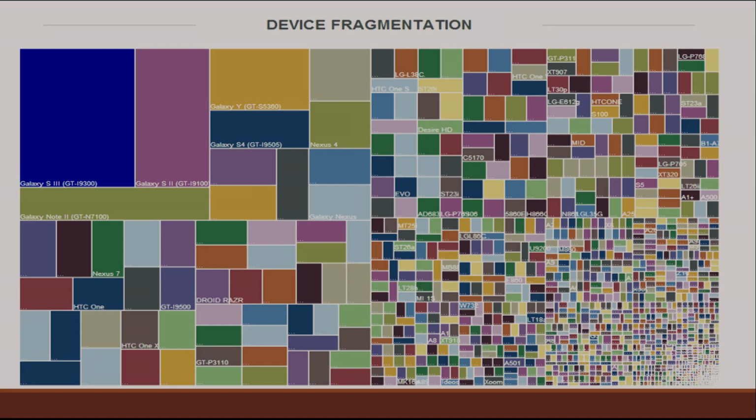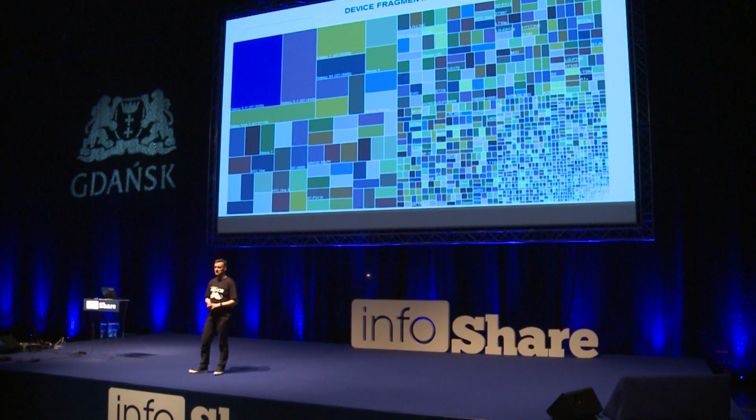So this is actually how it looked in 2015. I couldn't find the most recent graphic for that. But as you can see, the most popular phone at that time with Android was the Samsung Galaxy S3. But there are so many other devices, and this is by popularity. So you can imagine how hard it can be to test on all possible devices.